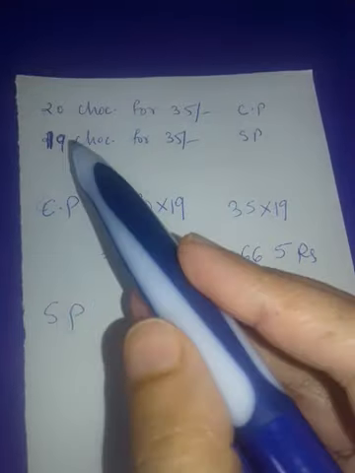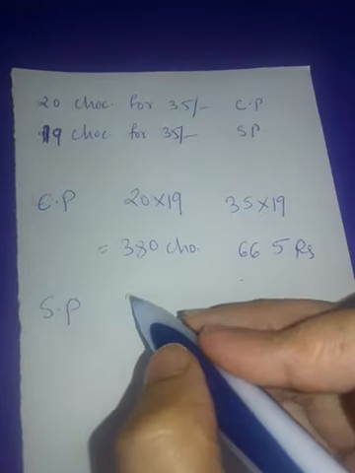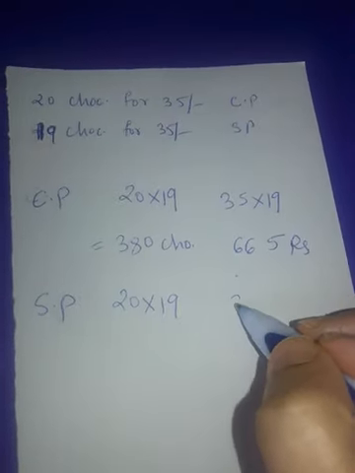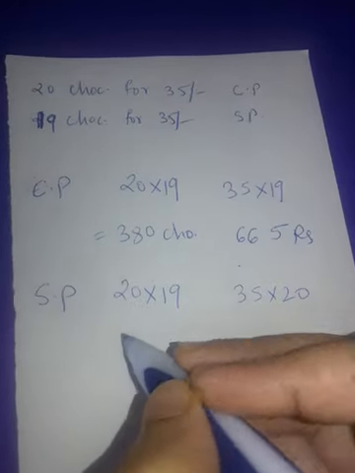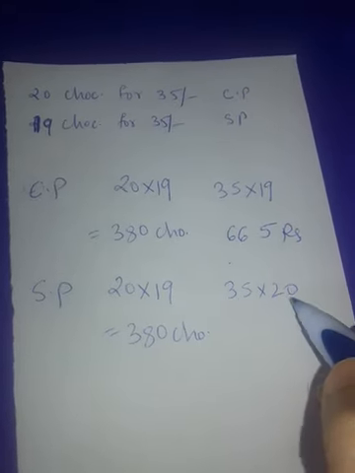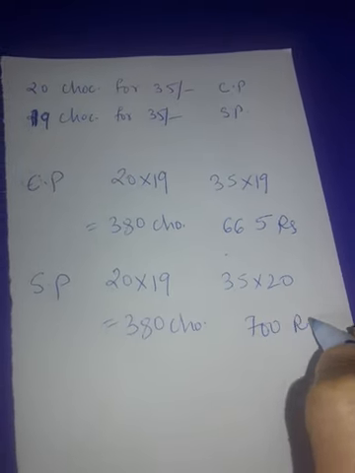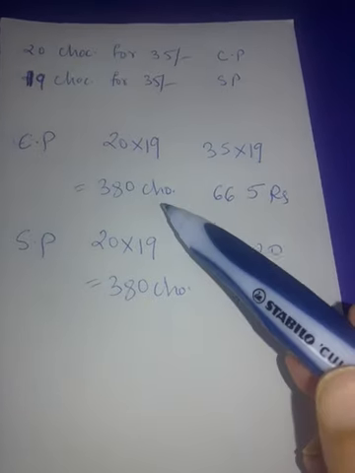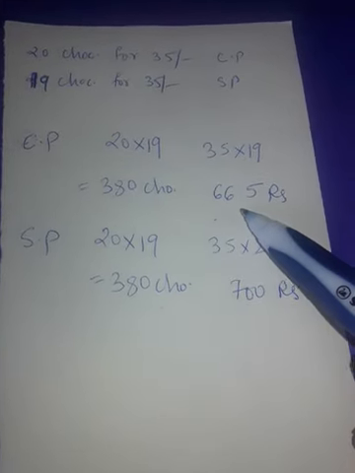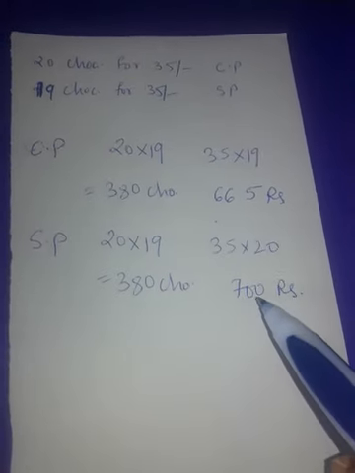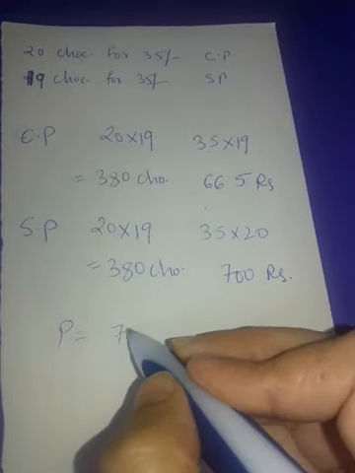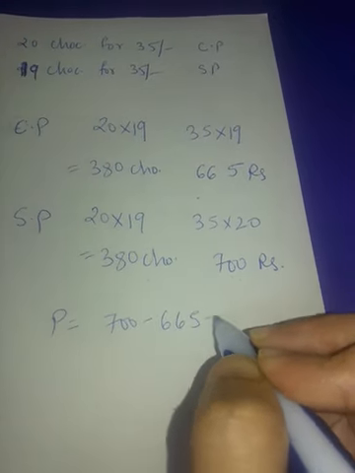Now the selling price. The selling price of 19 chocolates is given to me. I am going to multiply this by 20, so this also I have to multiply by 20. This is 380 chocolates. So now the quantities are equal. 35 into 20 is 700 rupees. So now I have the cost price of 380 chocolates and the selling price of 380 chocolates. I have 665 and 700. So what is more here? The selling price is more than the cost price. And what is the profit? 700 minus 665, that is 35.